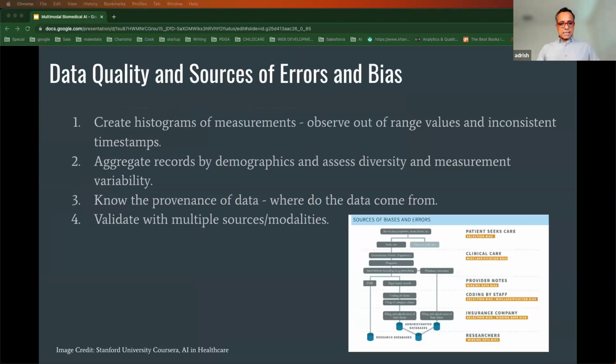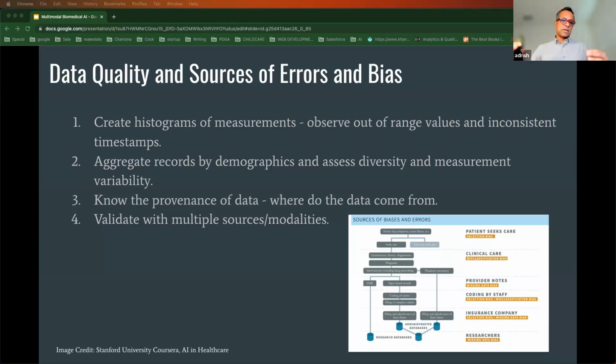Then the next thing is data quality. Data quality is really important for anything you do. But one of the things you have to worry about is the sources of bias and error, like how the data you have is actually going to be a good representation for the use case that you are developing. Let's say you're developing a diabetic model, and if you have data only for a particular population, it may not generalize well to other types of population. That's one of the biggest aspects of data quality.